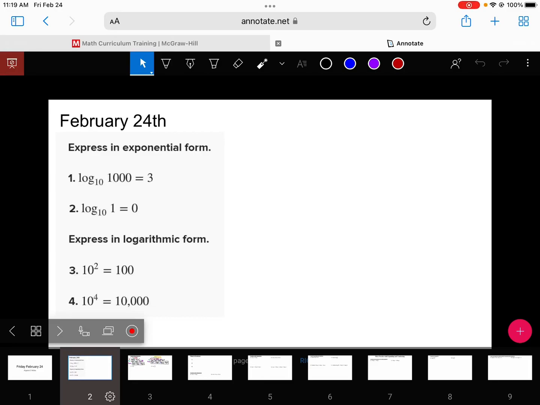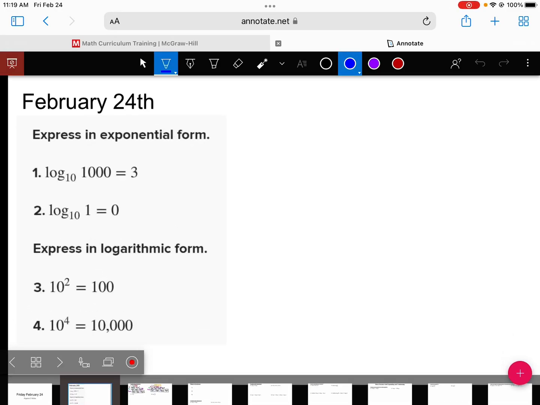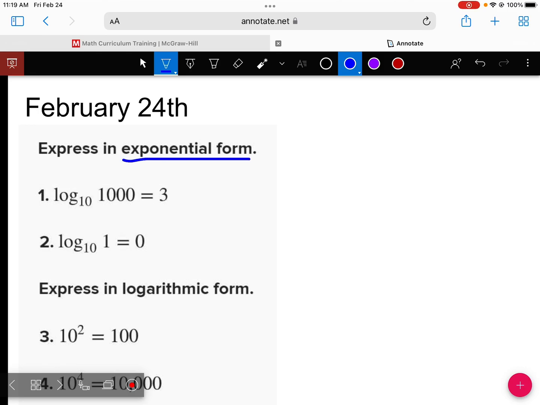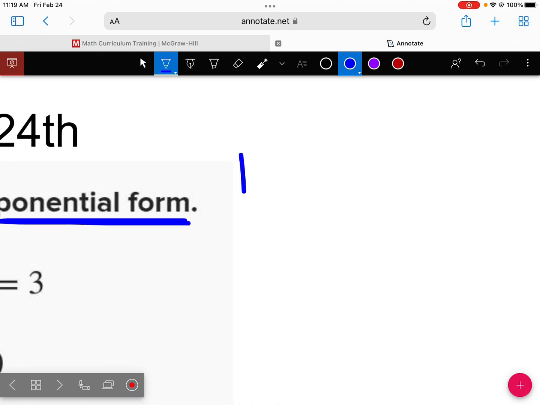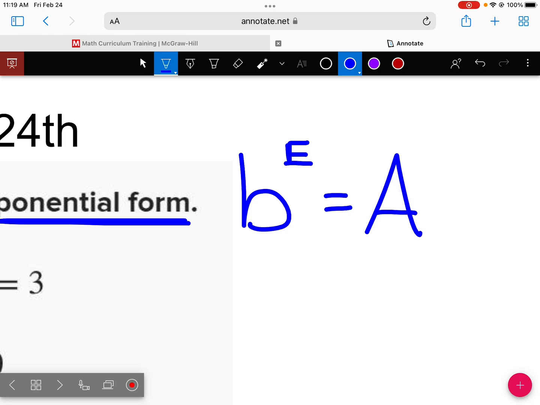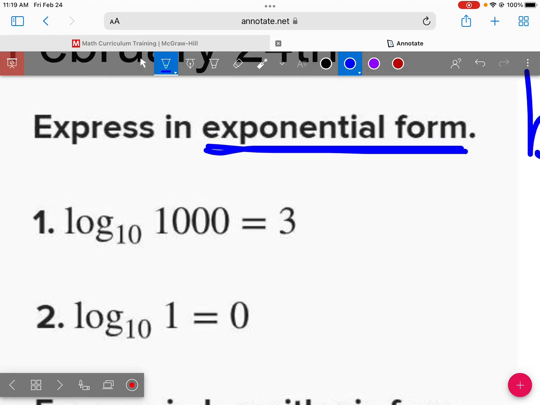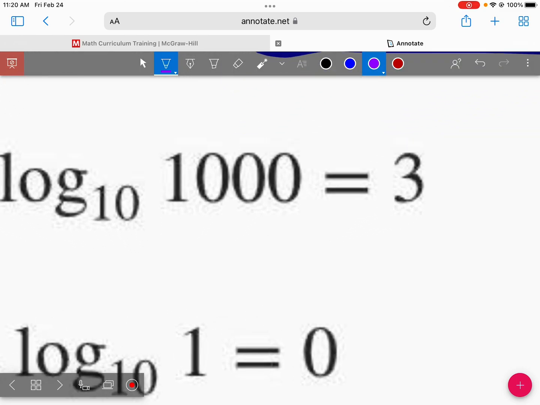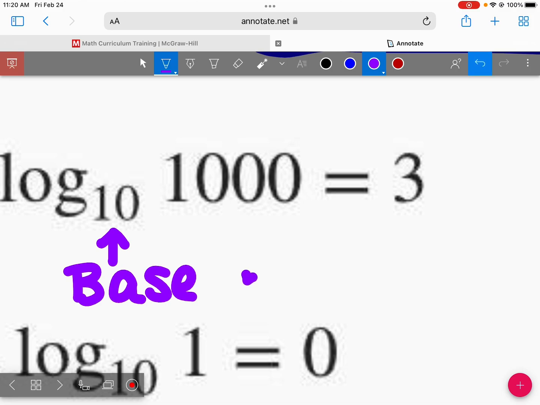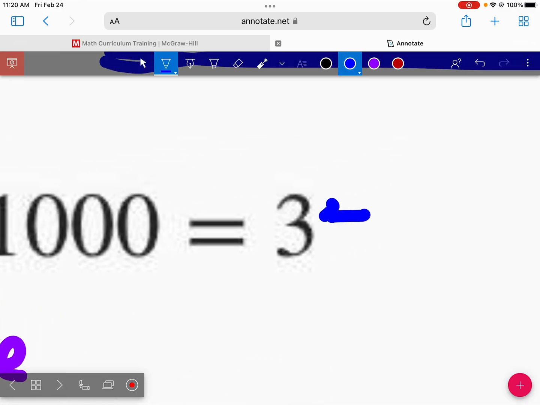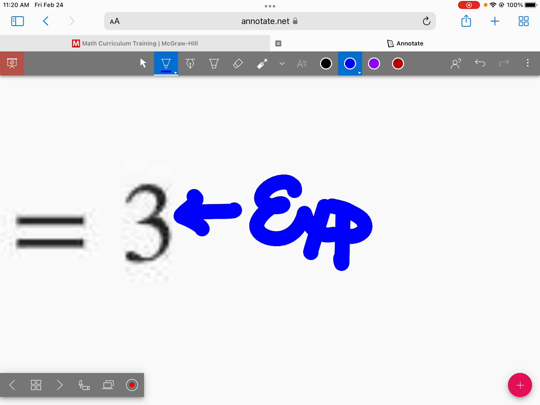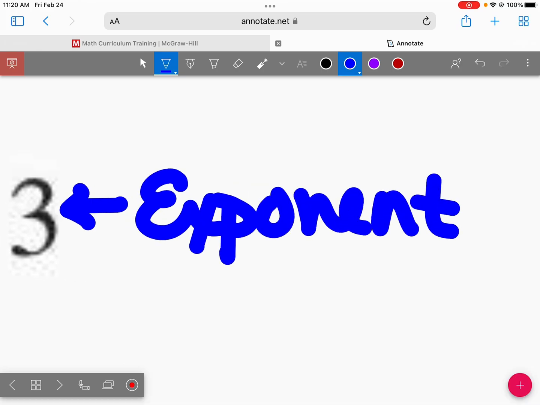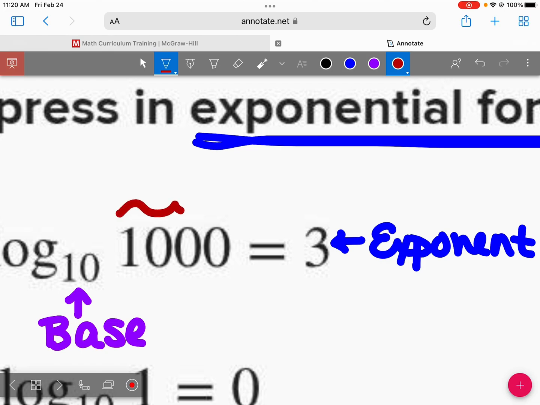All right. If we are going to write something in exponential form, I need to identify the base, the exponent, and the argument, because this is the order that it will go in for exponential form. So on number 1, what is my base? 10. What is my exponent? 3. And what is my argument? 1,000.